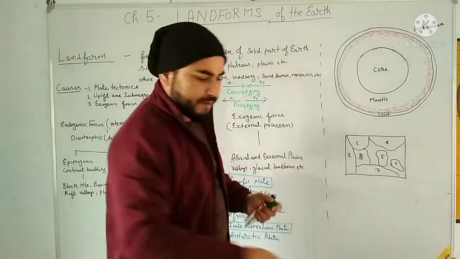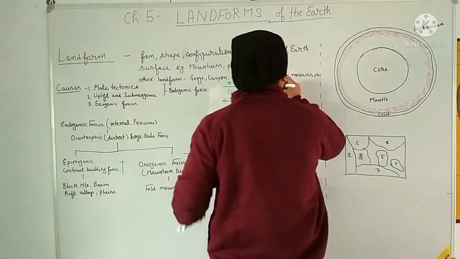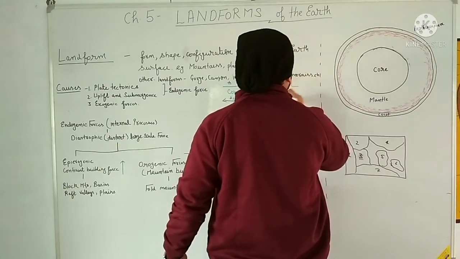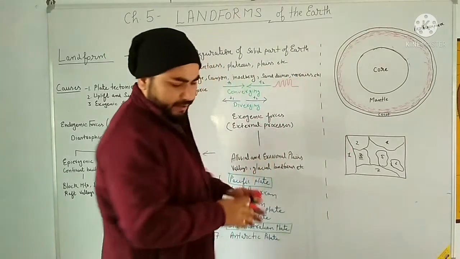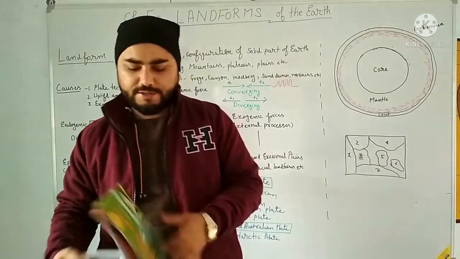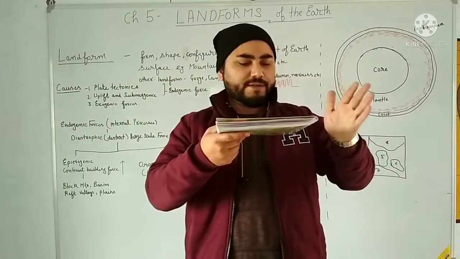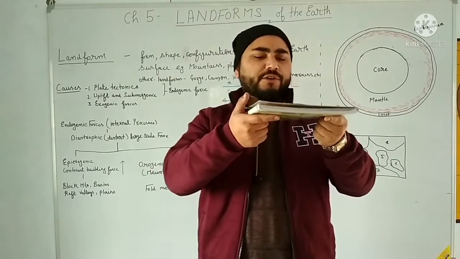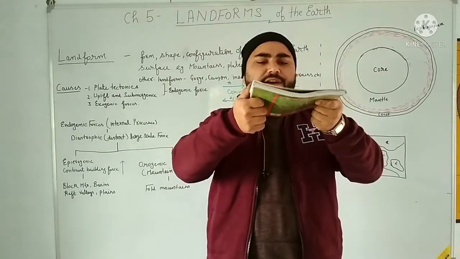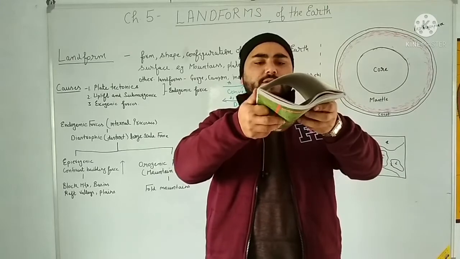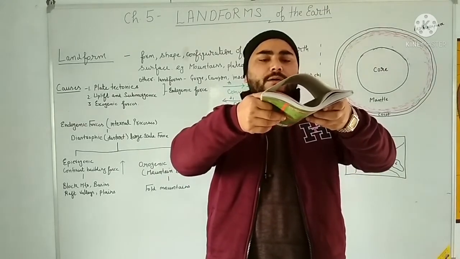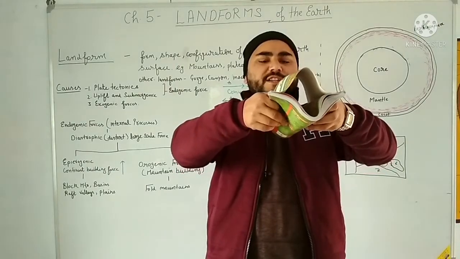When converging takes place, then what happens? The earth's surface gets crumbled like this, and folding takes place. Suppose this is the Eurasian tectonic plate and this is the African tectonic plate, and they are moving towards each other like this. Then what will happen? The land surface will be crumbled, and folding will take place like this.